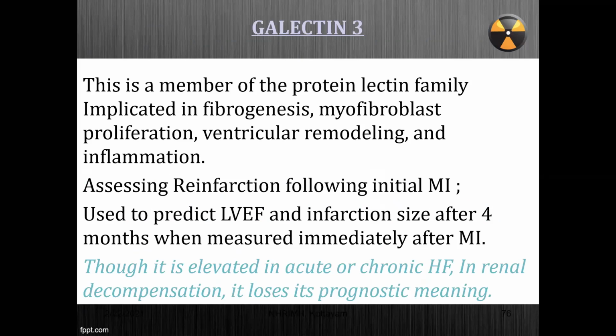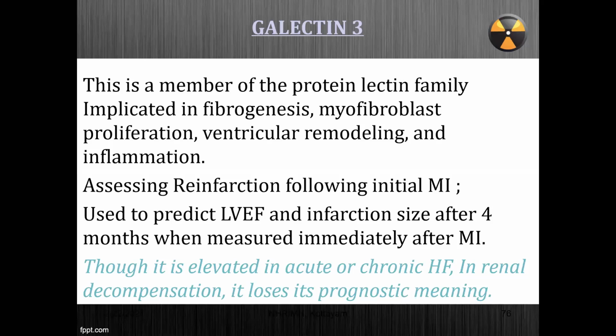Next is galectin 3. It belongs to the lectin family of proteins. Its role is seen in fibrogenesis, myofibroblast proliferation, and ventricular remodeling. So when galectin 3 levels are increased, it suggests there is some initial MI, and ultimately there is remodeling happening in the left ventricle. It is used to predict the left ventricular ejection fraction and even infarction size. There are many researchers showing that troponin levels correlate with the left ventricular ejection fraction. Troponin levels correlate with the infarction size after 4 months when measured immediately after MI.